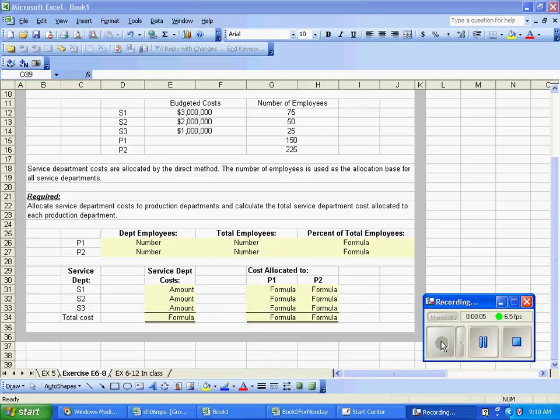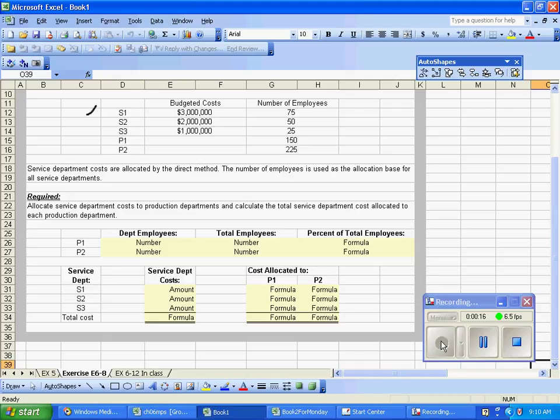This is an exercise. This is 6-8, and it's allocating service department cost. We're allocating these three service departments, S1, S2, and S3. We're going to allocate those costs to these two production departments, P1 and P2. Our allocation base is going to be number of employees. So all we're going to do is take some ratios based on number of employees and allocate these costs accordingly. It's not very difficult to do.